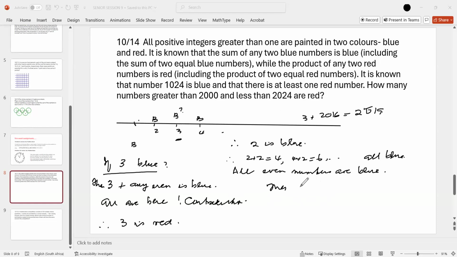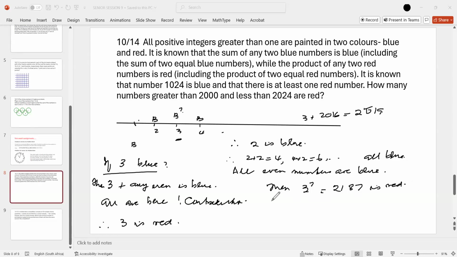Then 3 to the power of... 3 to the 6 is 729. 3 to the 7 is 2,187. And this is red. I'm looking for a number beyond 2024, and that is red. Okay. Now, so that is red.